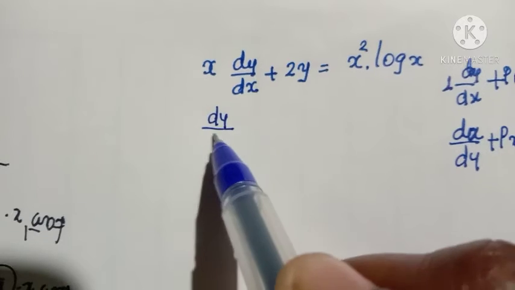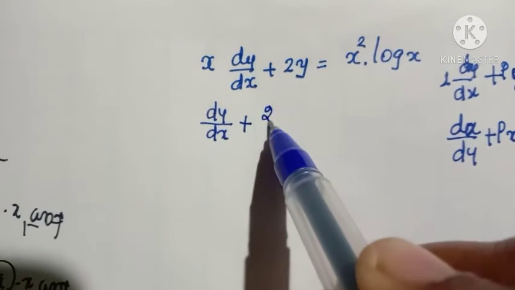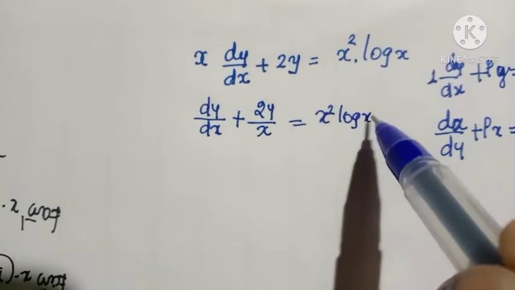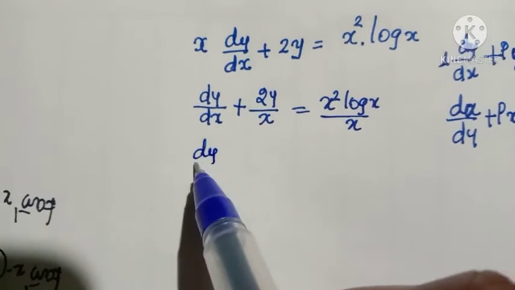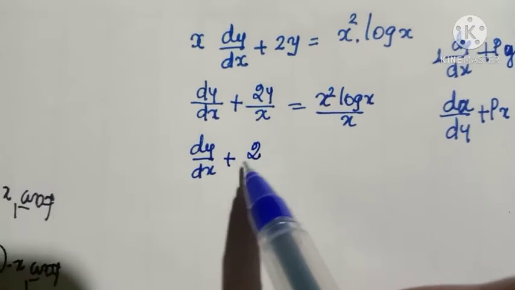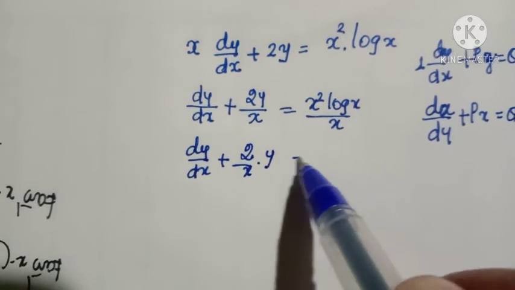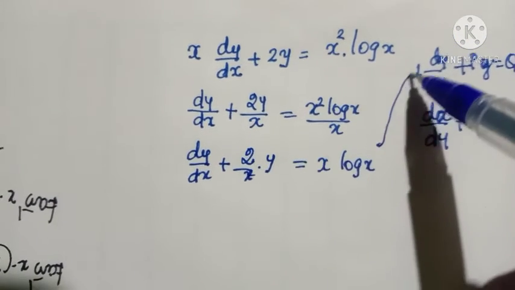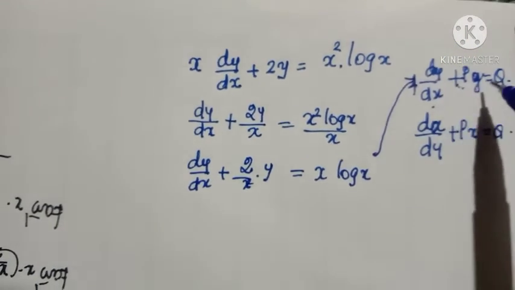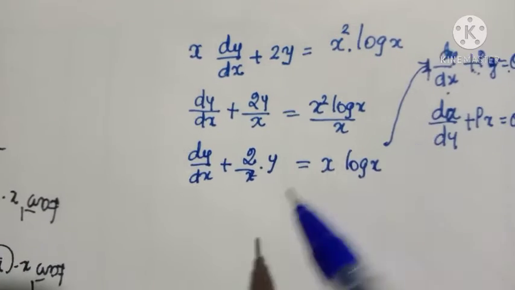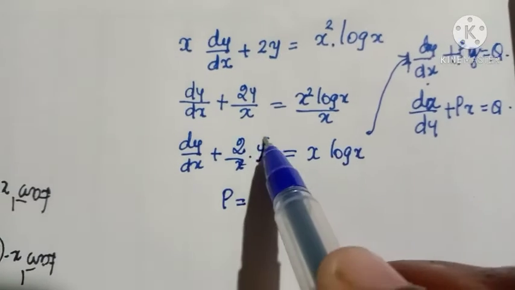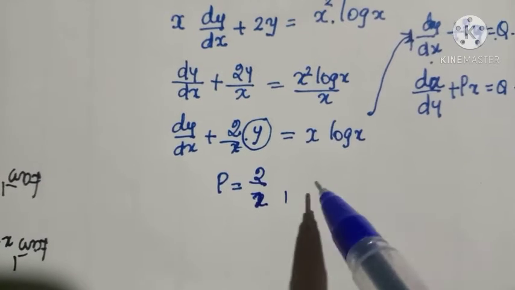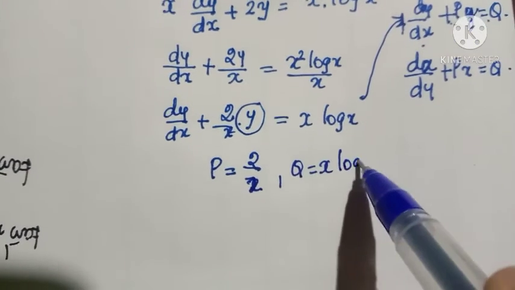So first term becomes dy by dx plus second term becomes 2y by x is equal to x square log x by x. This is dy by dx plus 2 by x y is equal to x log x. Now this is of the form dy by dx plus py is equal to q. Just compare these two equations, we get p is equal to 2 by x and q is equal to x log x.